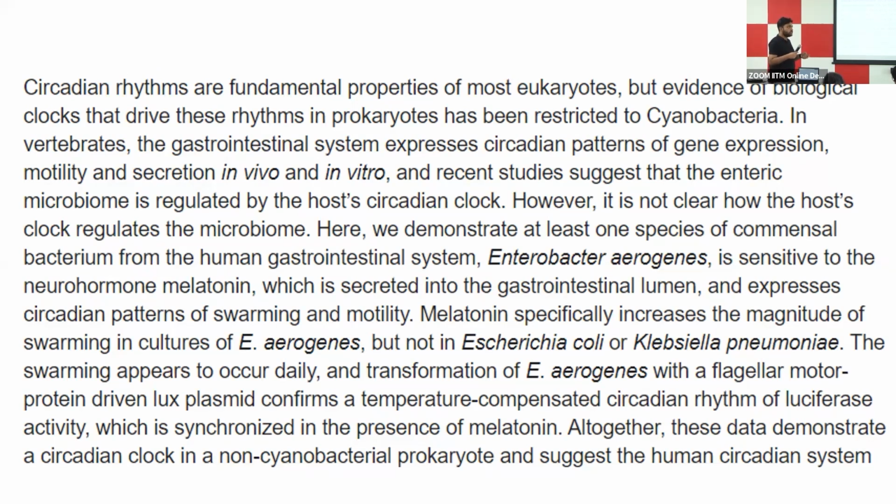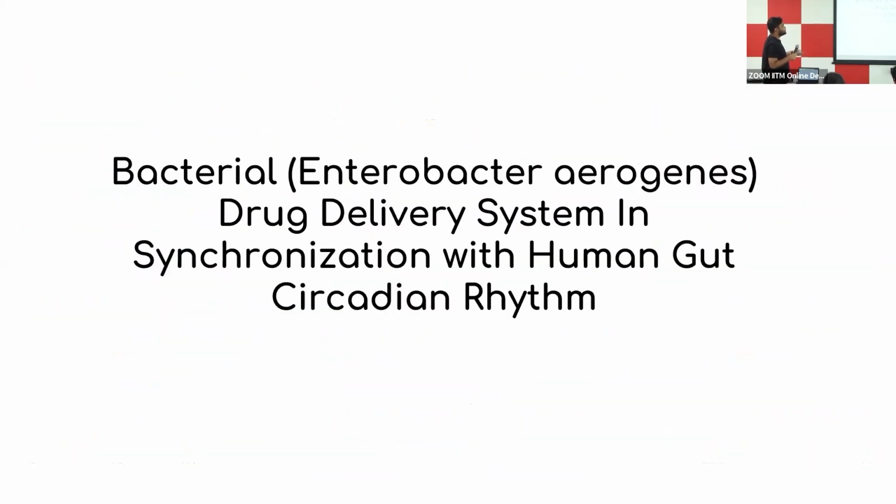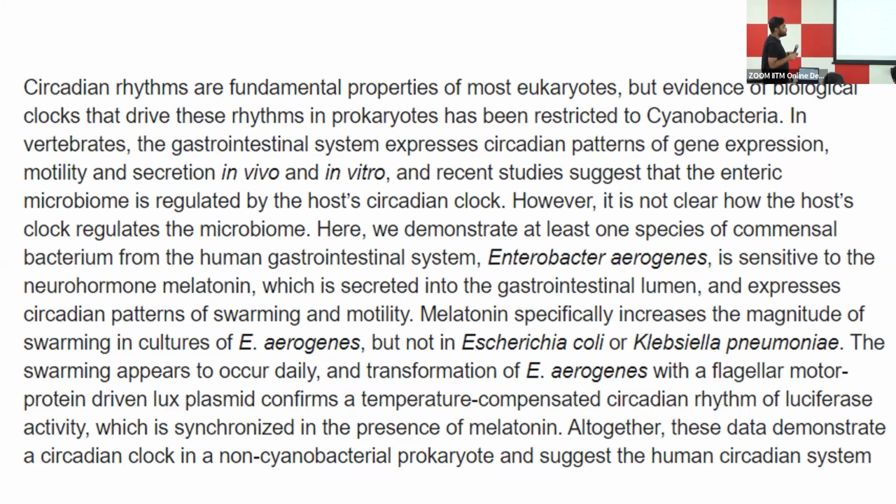We know this occurs in photosynthetic bacteria, but in other bacteria, there isn't a lot of evidence for this happening. So this paper basically takes the Enterobacter aerogenes from the human gut and tries to see if it shows some circadian rhythm. And as it turns out, the bacteria does show some circadian rhythm, and it is actually related to the melatonin production in the gut.